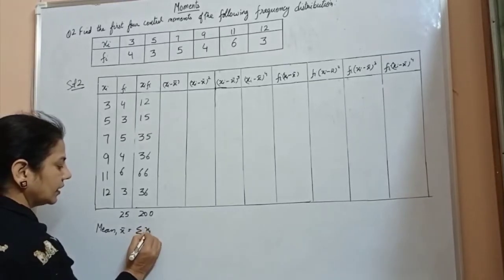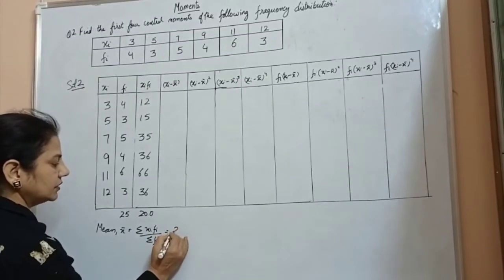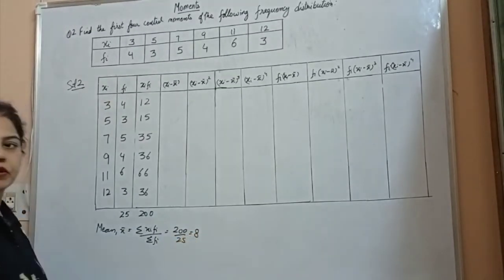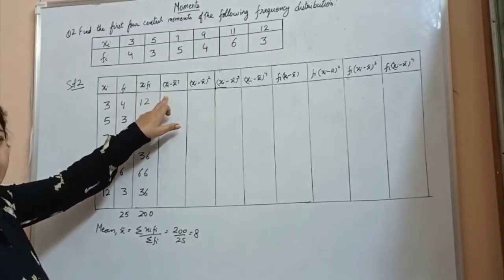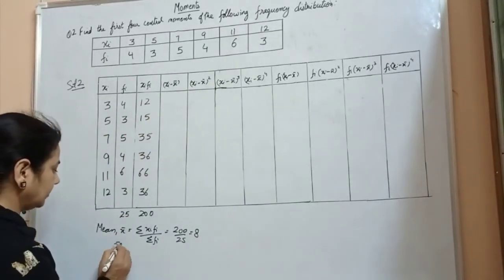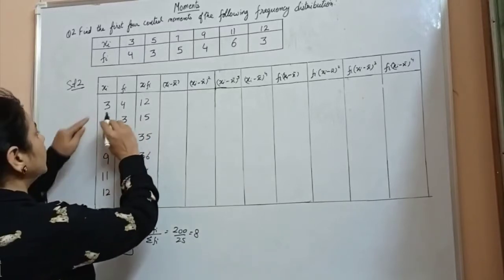So the mean of the data is sigma xi fi upon sigma fi. That means 200 upon 25, which is equal to 8. So the mean of the data is 8. Now, in this column we take xi minus mean 8. So we simply subtract 8 from xi.